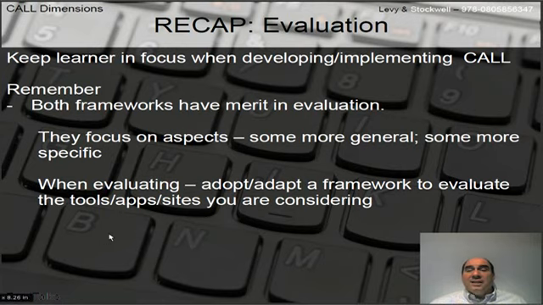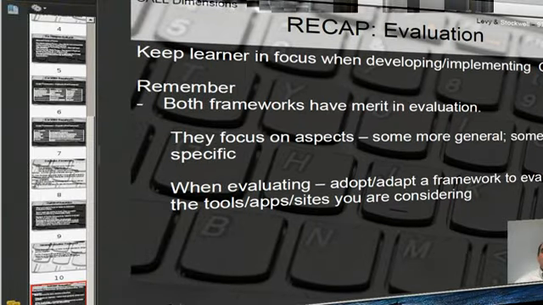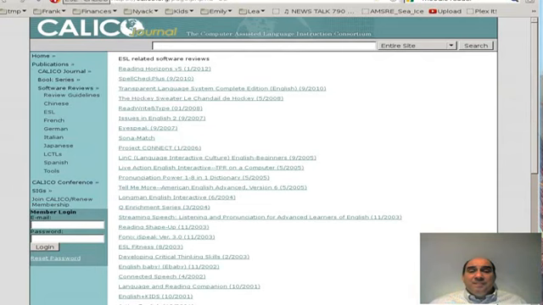Remember that some of these templates are more general, some are more specific, some are for larger systems, some are for smaller systems, and so you just need to be consistent and thoughtful when you're doing these evaluations. I'd recommend that you adopt a framework when you're considering some type of software. And let me just quickly show you some other places where you might be interested.